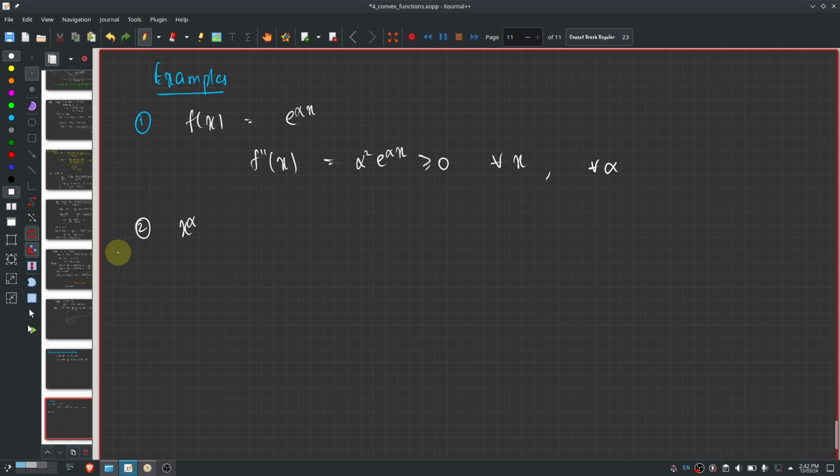Again, let's compute the second derivative. So what is the second derivative? It is alpha into alpha minus 1 x to the power alpha minus 2. Right? So when is this greater than or equal to 0? For what values of alpha, for what values of x? Alpha greater than 1. What if alpha equal to 1?